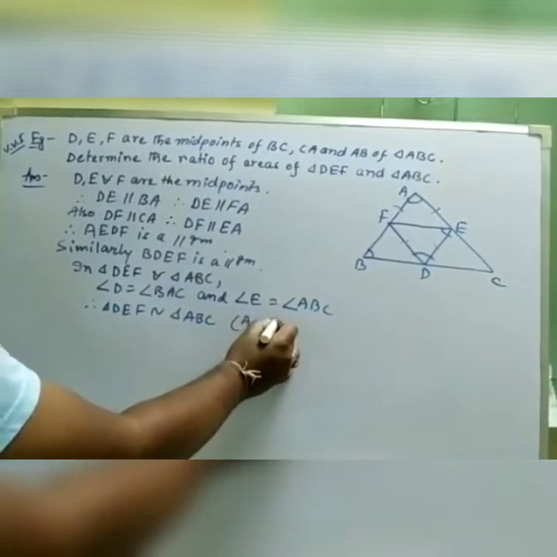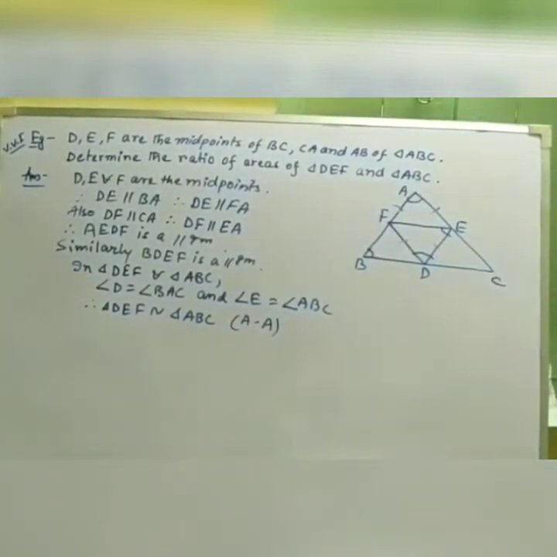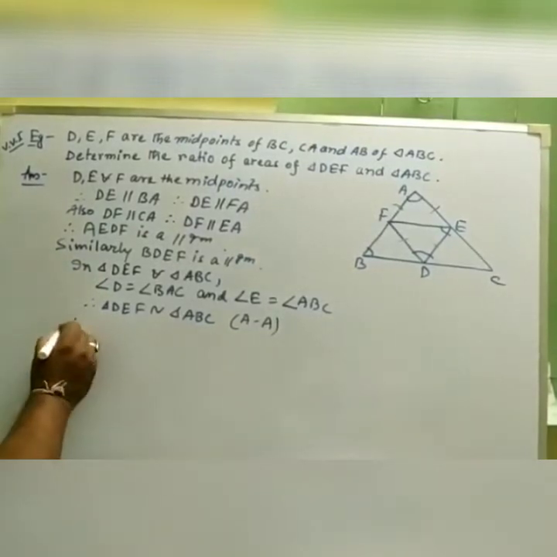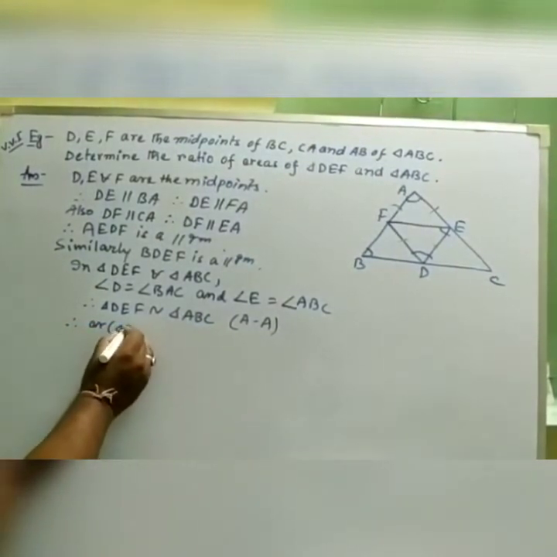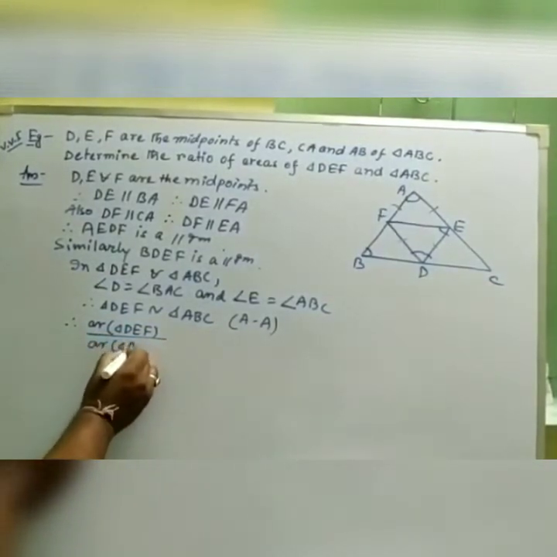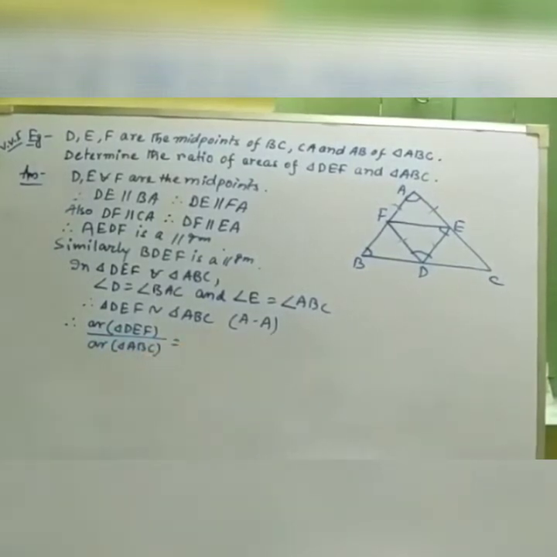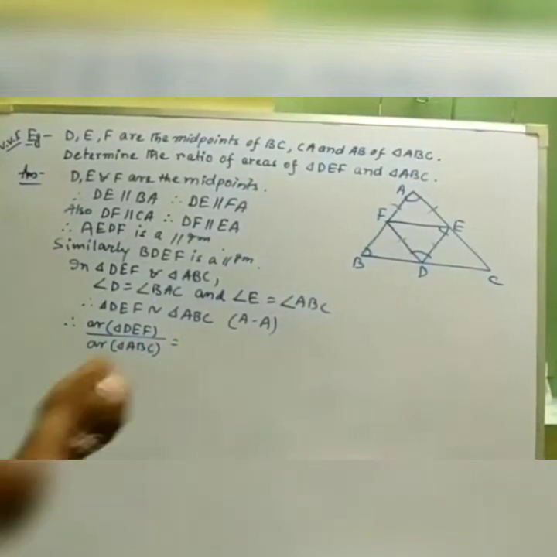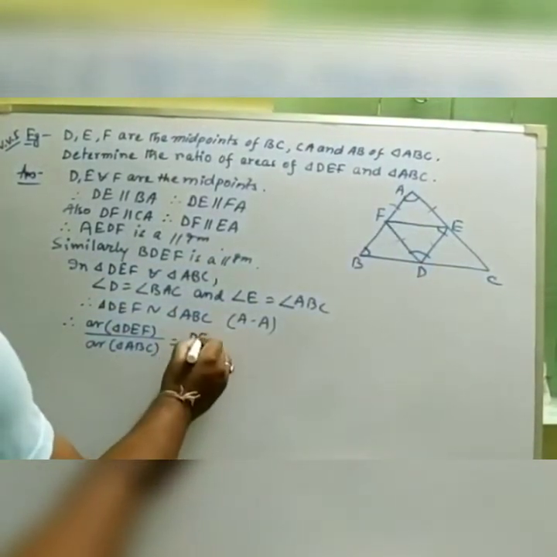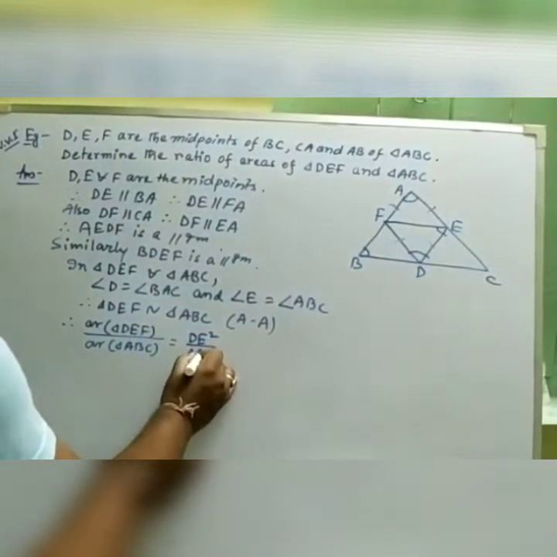This is angle similarity. So from angle similarity the triangles are similar, and since these triangles are similar, we can write that the ratio of their areas is equal to the ratio of the squares of corresponding sides. So we can write, therefore, area of triangle DEF by area of triangle ABC equals, taking corresponding sides DE and AB, DE square by AB square.